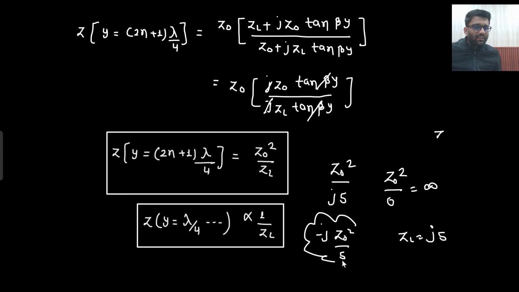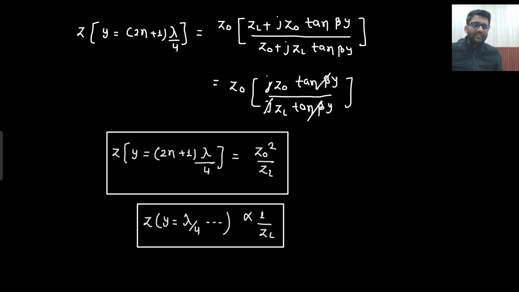So what is this quantity? This is capacitive only. So inductive becomes capacitive, capacitive becomes inductive, open circuit becomes short circuit, short circuit becomes open circuit. So at lambda by 4, you are seeing an inversion, right? Whatever was there at the load, at lambda by 4 you are just getting the opposite of that. A very important point.